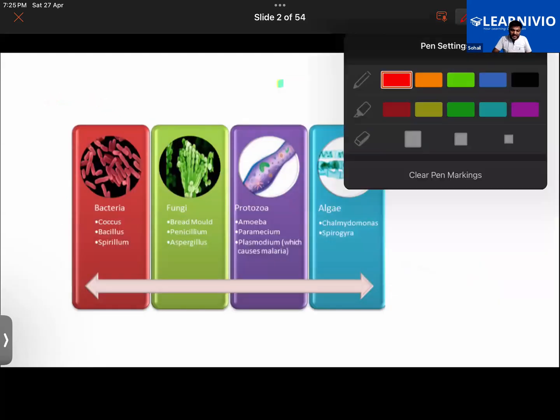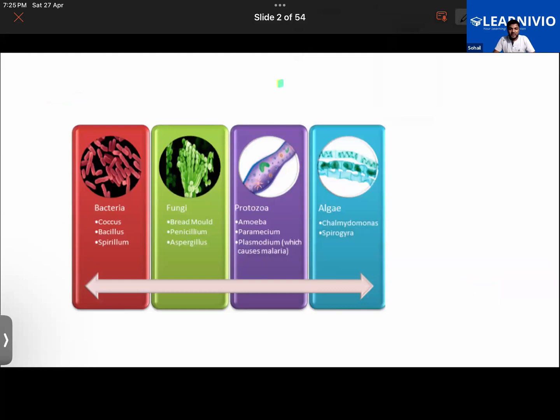What are the common characteristics of these microorganisms? What do all of them have in common? Yes, they are microscopic in nature. Correct. And single cell unit? Not necessary. Some of them will be single cells, some of them will be multicellular.